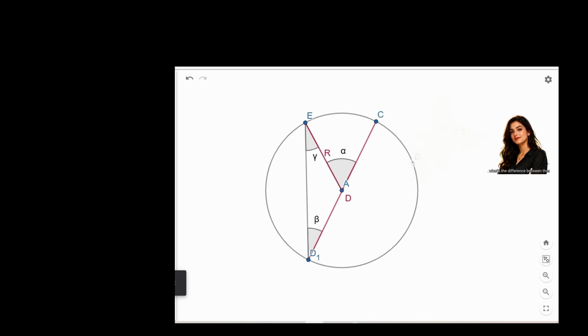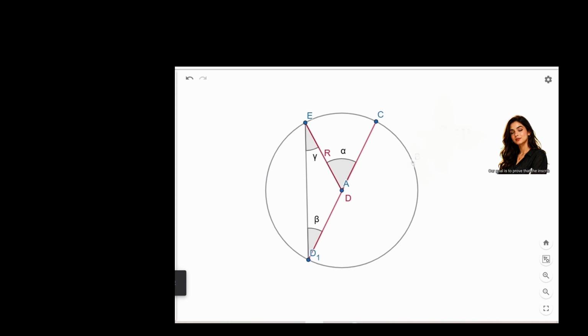So, what's the difference between these two angles? The difference is where their vertices are located. Alpha is a central angle, which means its vertex is at the center of the circle. Beta, on the other hand, is an inscribed angle, meaning its vertex lies on the circumference of the circle. Although they are different types of angles, they both subtend the same arc, CE.